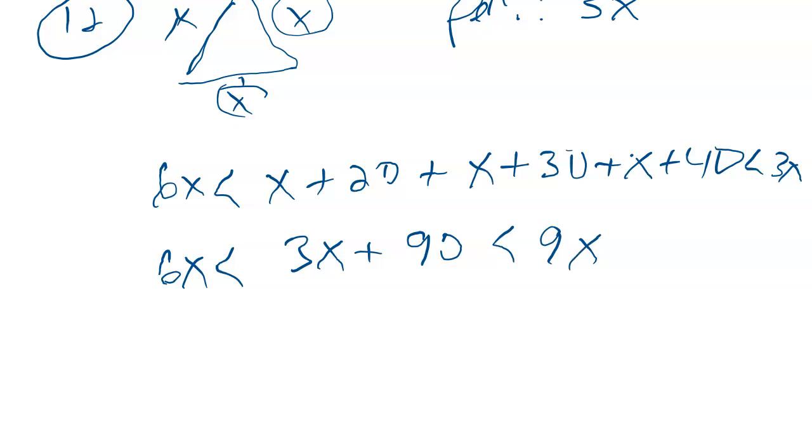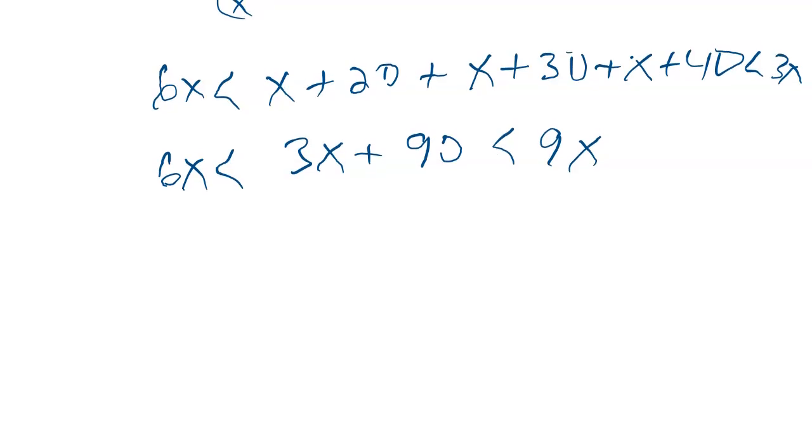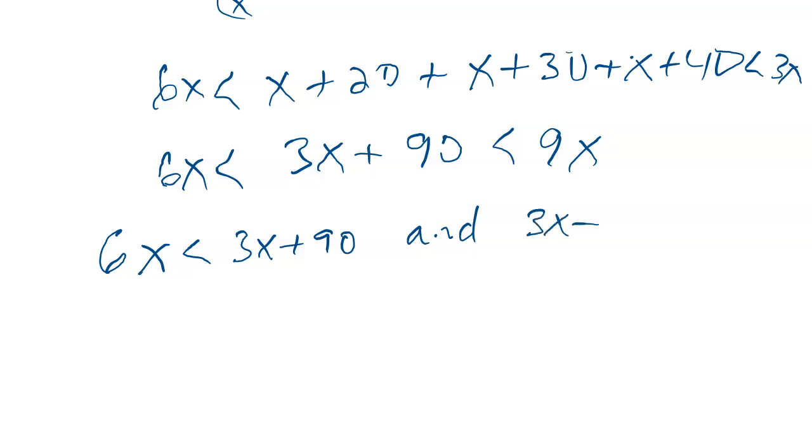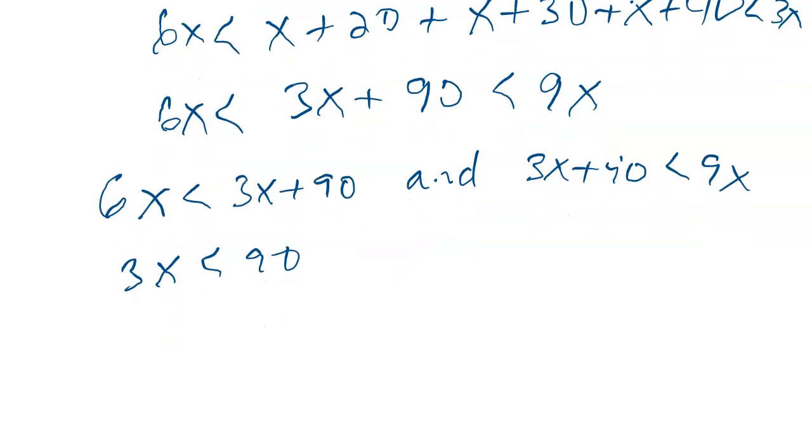Okay, I've got to solve this, but it does not look fun. I'm going to try my best, though. How do I do this? Well, I would probably separate this into 2 inequalities. 6x is less than 3x plus 90, and this is a conjunction, and 3x plus 90 is less than 9x. Then I'll solve each one. So I'll move over the 3x. That'll turn into 3x is less than 90. And I'll divide by 3, I get x is less than 30.